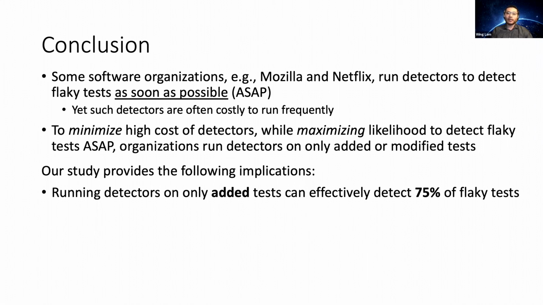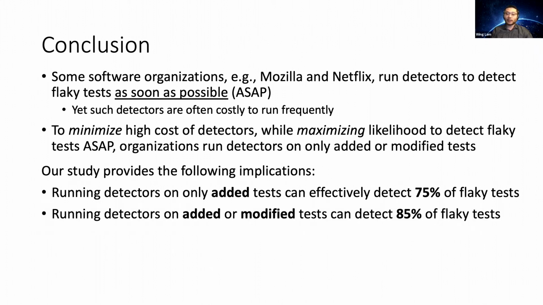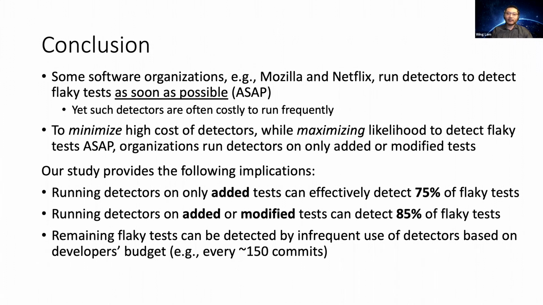Namely, running detectors on only newly added tests can effectively detect 75% of flaky tests. Running detectors on only newly added or directly modified tests can detect up to 85% of the flaky tests. And the remaining flaky tests can be detected by the infrequent use of detectors based on the developer's budget. For example, they can run it about every 150 commits.